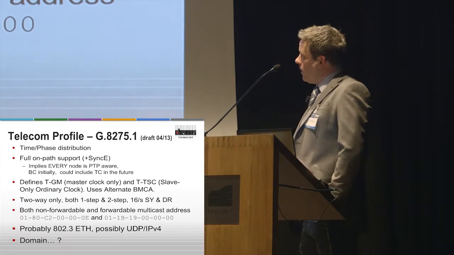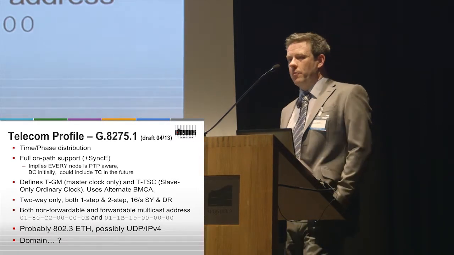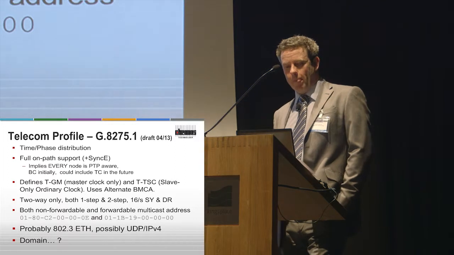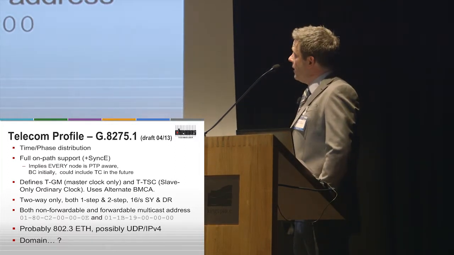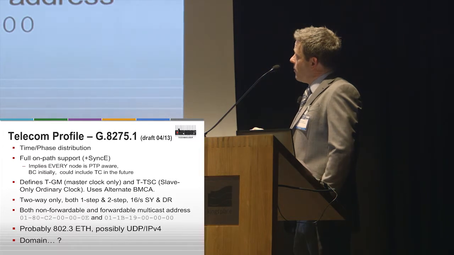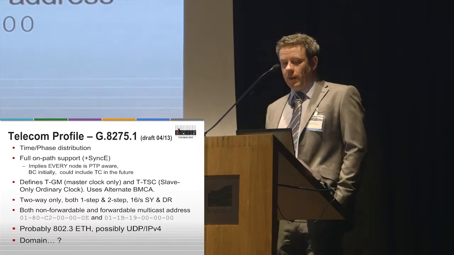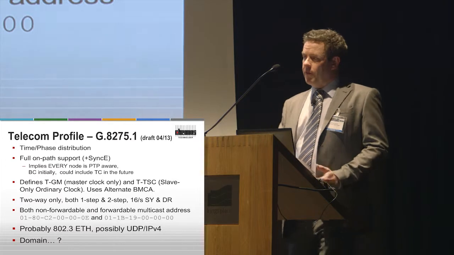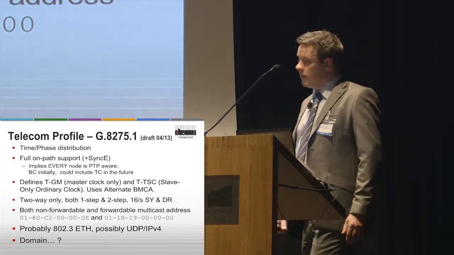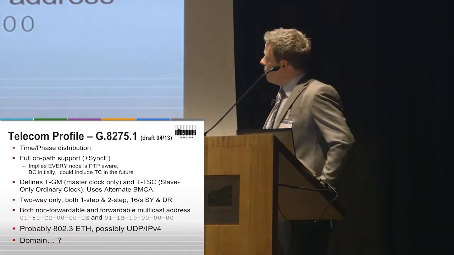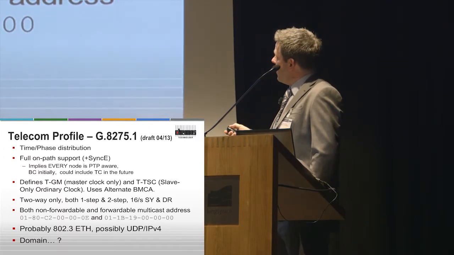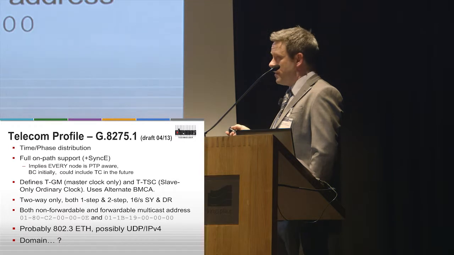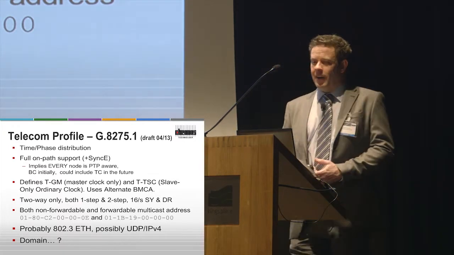Now, at the moment, it's talking about boundary clocks. So that's a boundary clock in every node. It could include transparent clock in the future. It doesn't rule it out. And it's also talking about synchronous Ethernet. So going back to the PRTC idea, you have a frequency reference from that underlying physical layer. This profile defines the telecom grandmaster and the telecom time slave clock. So these are things that the profile is allowed to do.